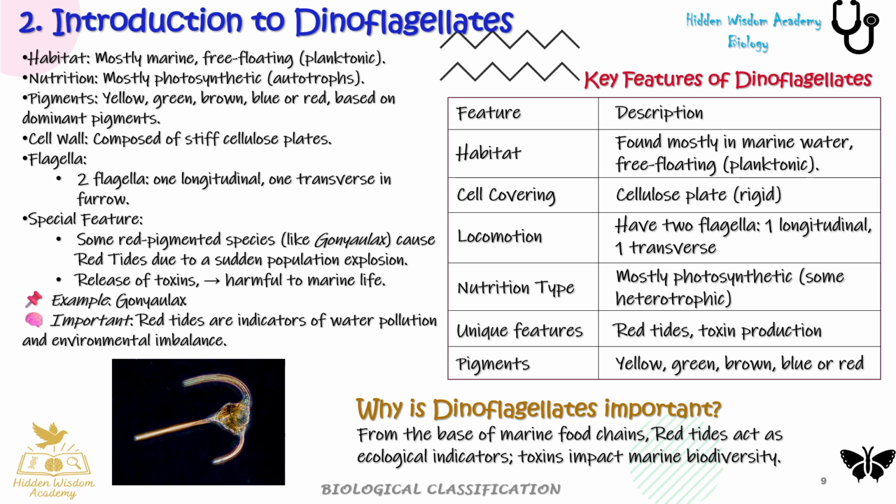Key features of dinoflagellates with their description. Habitat: they are found mostly in marine water and are free-floating, planktonic. Cell covering of cellulose plates that is rigid. For locomotion they have two flagella, one longitudinal, one transverse. Nutrition type in dinoflagellates is mostly photosynthetic, some heterotrophic.